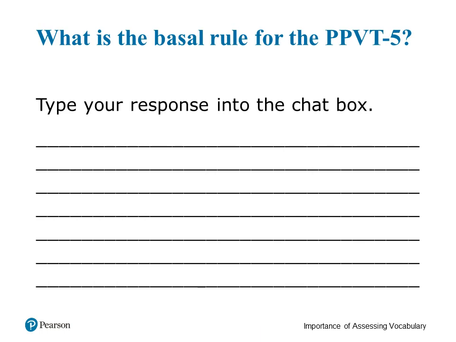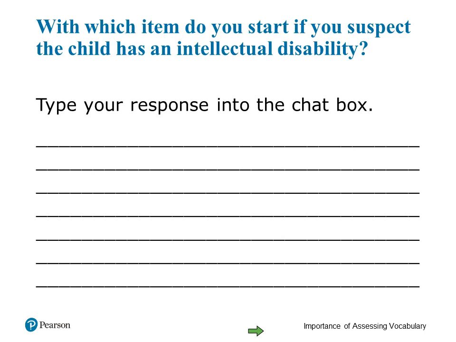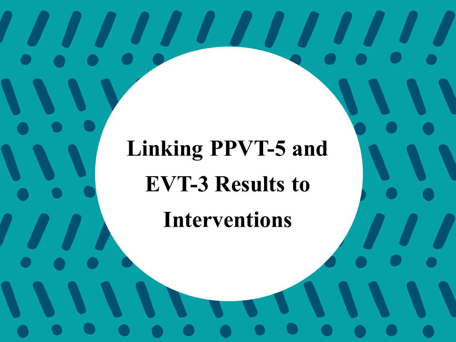Okay, another question for you. What is the basal rule for the PPVT-5? Okay, basal rule, 3 consecutive items from the start point, exactly. Okay, with which item do you start if you suspect the child has an intellectual disability? Again, just type your response here. Item 1. Okay, good. That's important. I just want to make sure that you understand that and that you heard me say it, because sometimes we hear that question.